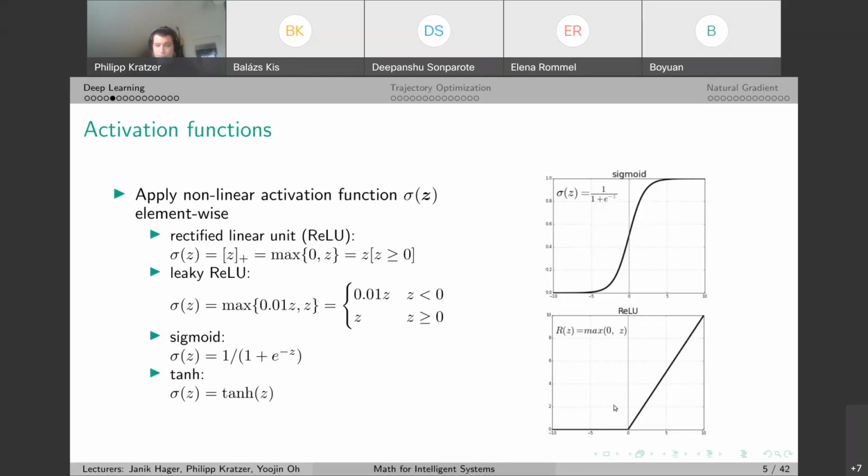You could improve this a bit by making it like this, so that you also have a gradient in the negative part, which sometimes performs better. Or there also are other possibilities, like a sigmoid function is very often used here, or the tanh function.